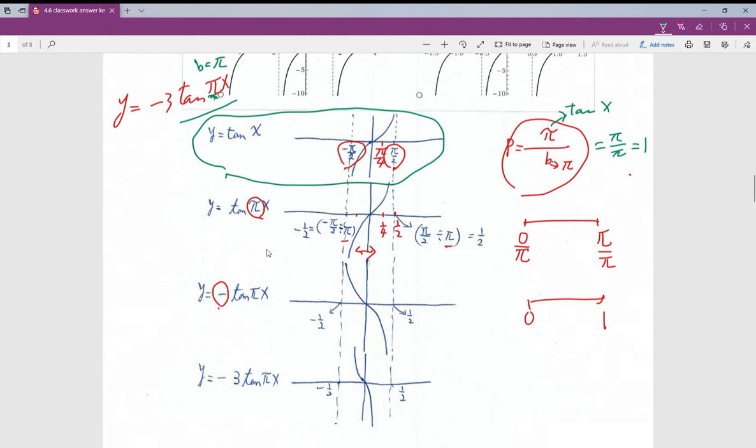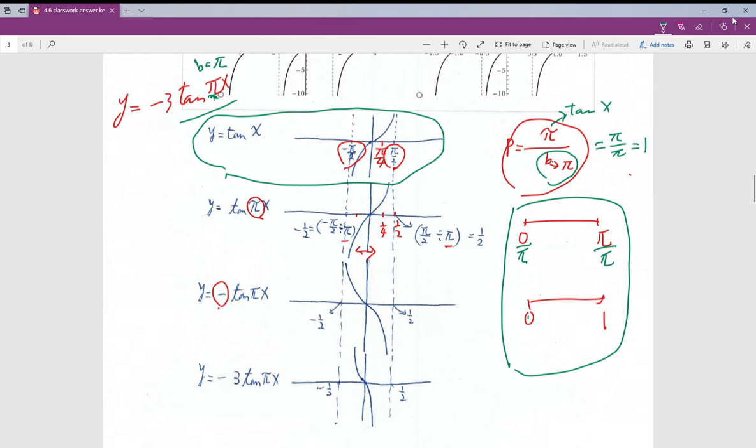Let me do an example for you. If you have a function whose period is from 0 to pi, and because the value b is pi, you need to divide by pi, so the new period is pi divided by pi. In the end, your period will start from 0 and go to 1.